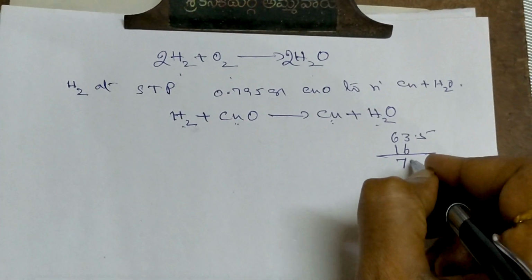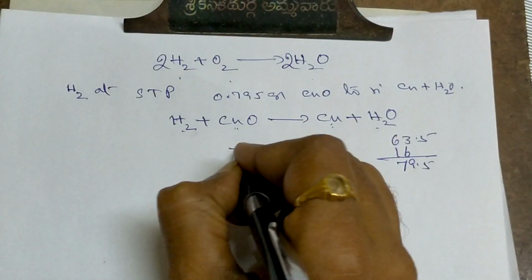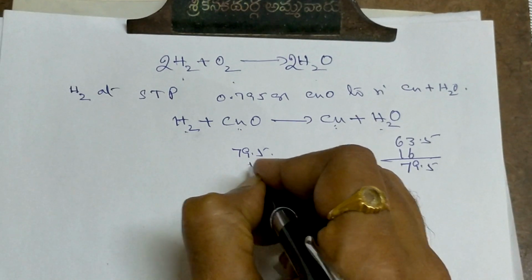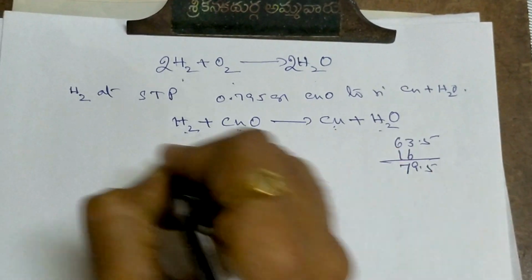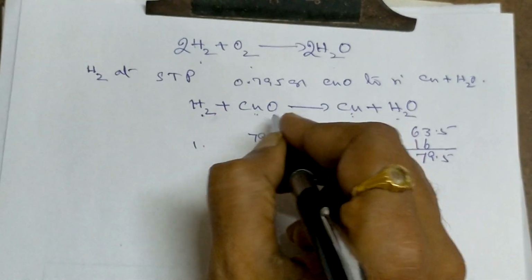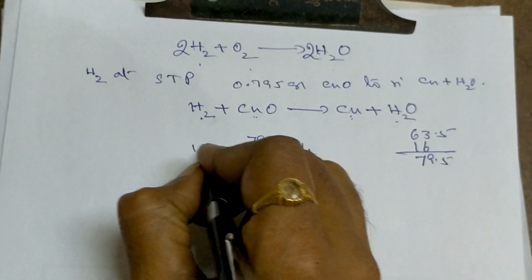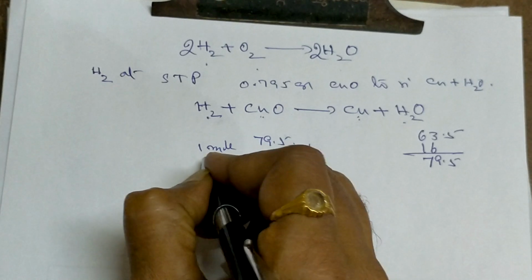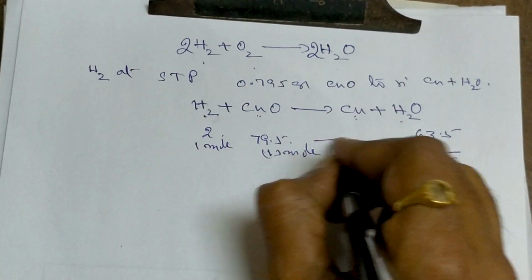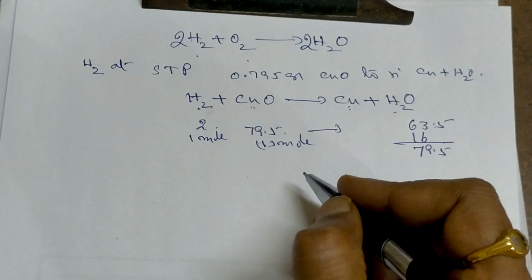Total is 79.5. That means 79.5 grams equals 1 mole. And hydrogen is 1 mole. 1 mole of hydrogen is reacting with 1 mole of copper oxide. 1 mole of hydrogen is nothing but 2 grams. Grams are not actually required here. We get copper and water. Right.